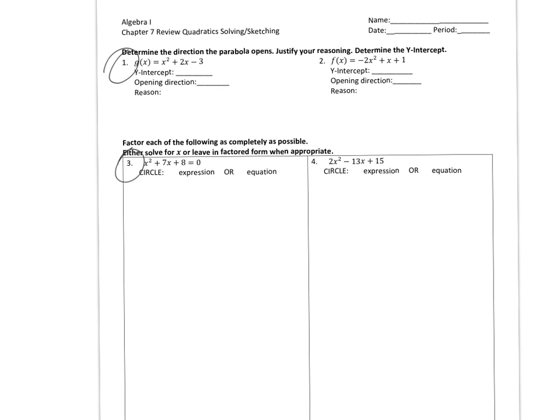Okay guys, working on the Chapter 7 review about quadratics, okay? We are not sketching, sorry about that, we're just solving, okay? We're actually solving the two methods that we've used. So we've factored to find the x-intercepts, and we've used the quadratic formula to find the x-intercepts.